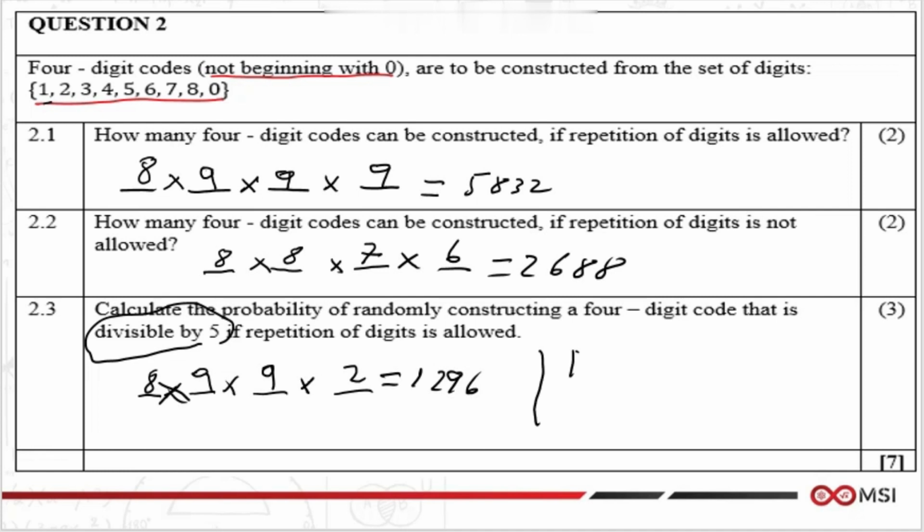Then the probability becomes 1296 divided by the first one, which is where the repetition of digit was allowed, which is 5832. So 1296 divided by 5832, which becomes, then our probability becomes 2/9.